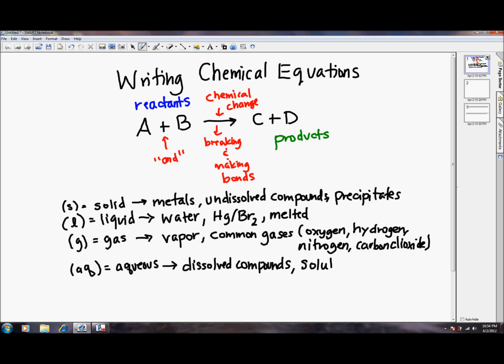If you see the substance described as a solution, that's one way we describe a substance that's been dissolved in water. And acids. Acids always receive the aq designation.